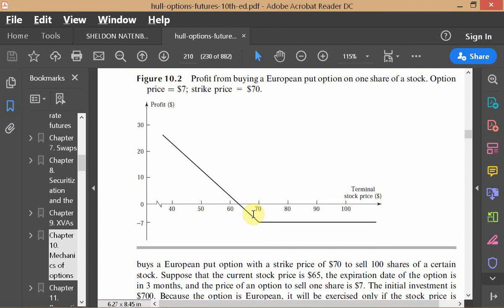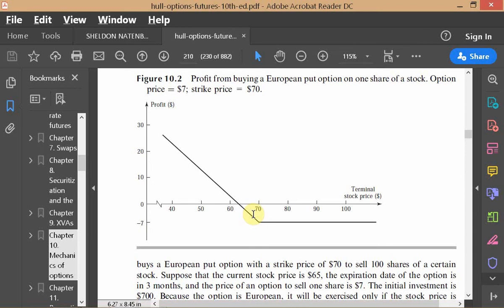$2, somebody told you, so you are just repeating $2. 70 minus 68. So intrinsic value is basically what can I make by exercising this option and squaring the position immediately in the market. You exercise at 70, you sell it at 70 and you buy it back at 68, you capture $2. So there's positive intrinsic value.